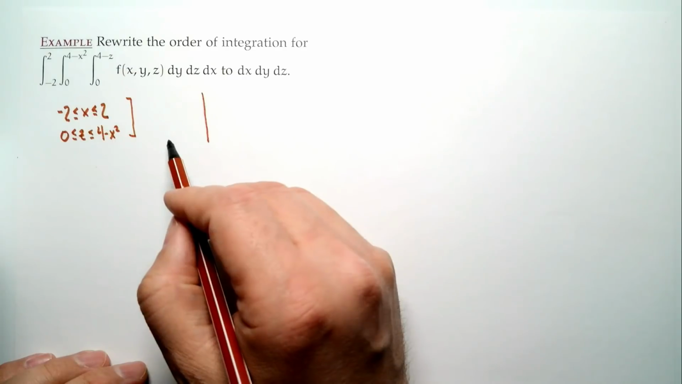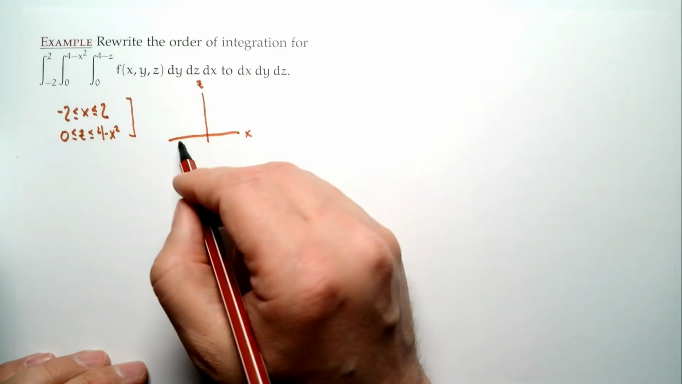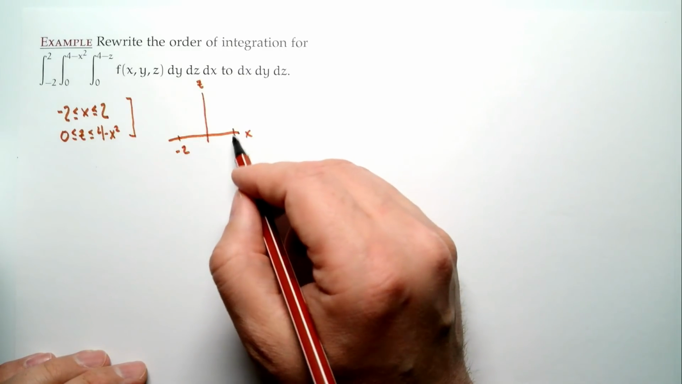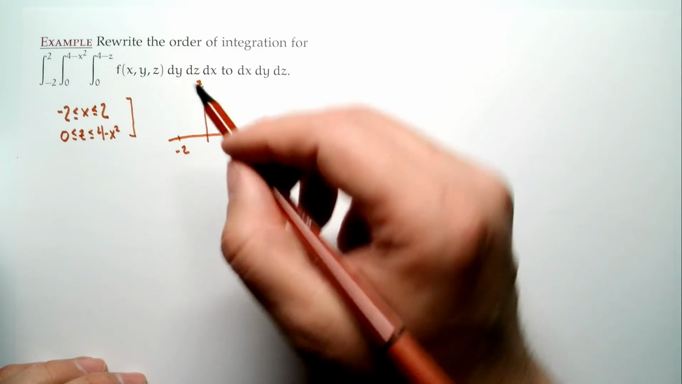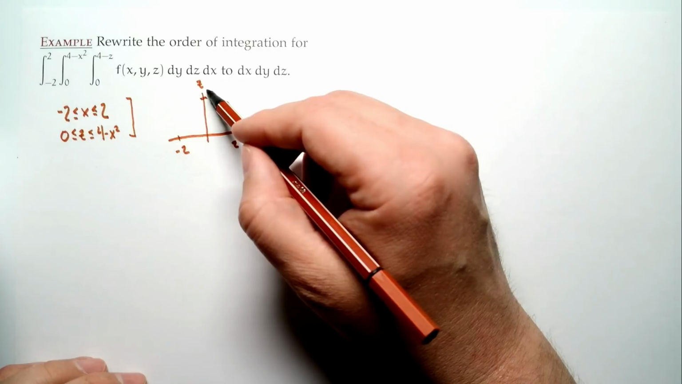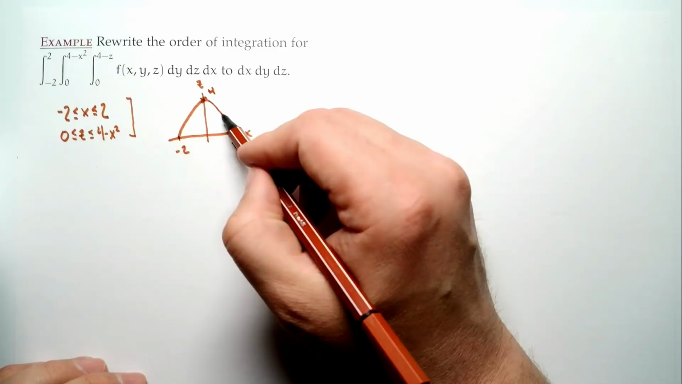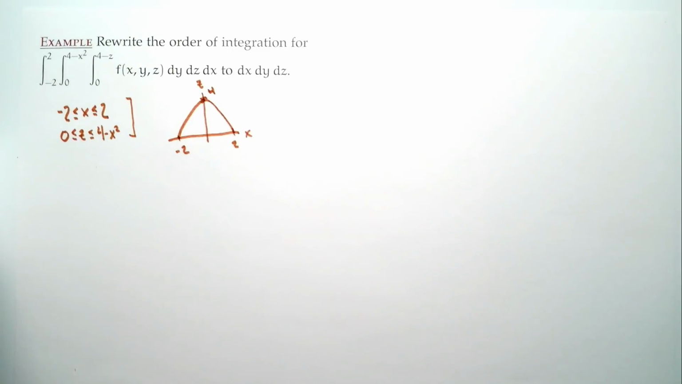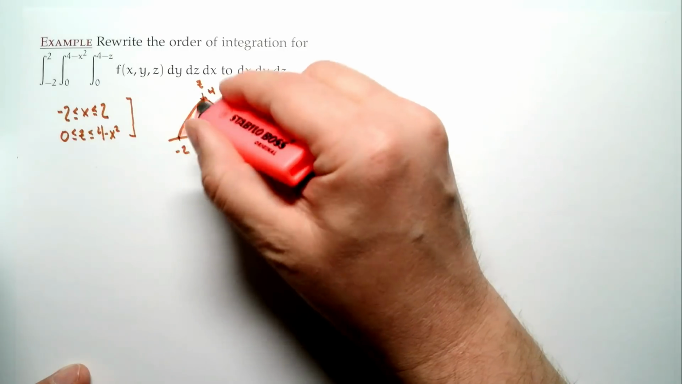So we can sketch the xz plane, and we see that x will go from -2 to +2, and z will go from 0, so z equals 0 is the down part, up to 4 minus x squared. Well, that is an upside down parabola, which conveniently happens to pass through -2 and 2. So currently, if we go through only these two layers, we have this region right here.